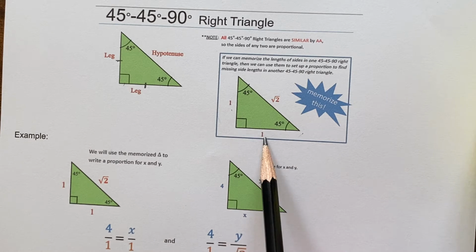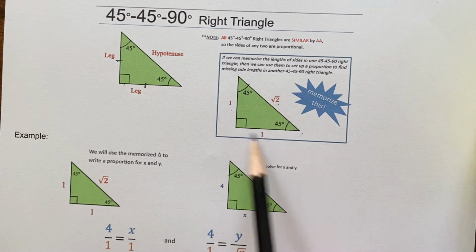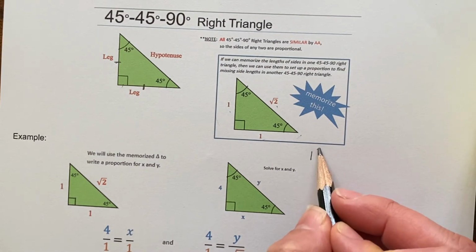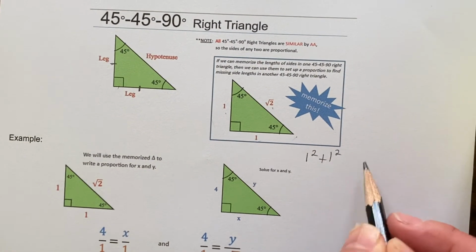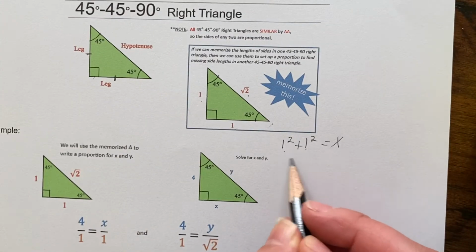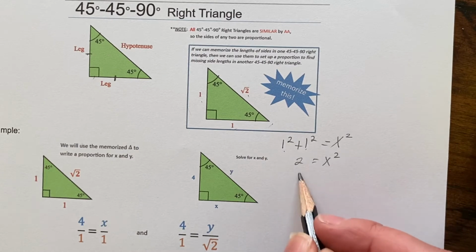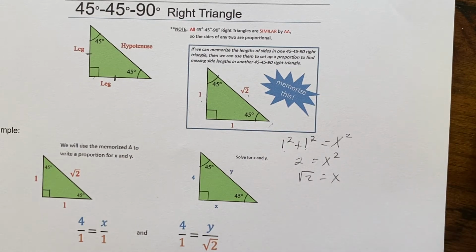So notice the legs are 1. The hypotenuse is square root of 2. Okay, this is just always true. Again, if you think of the Pythagorean theorem with this, if we were getting that hypotenuse, you would have 1 plus 1, which is 2. That gives you x squared, so take the square root of that. And so it always does work out to be that.